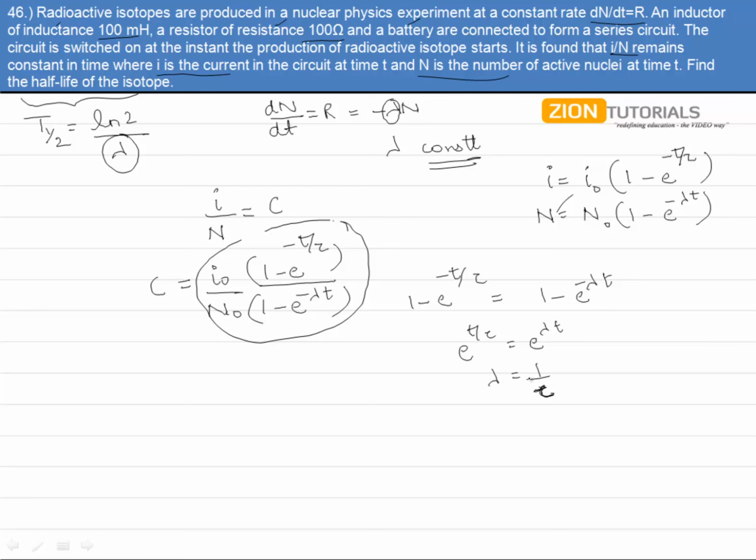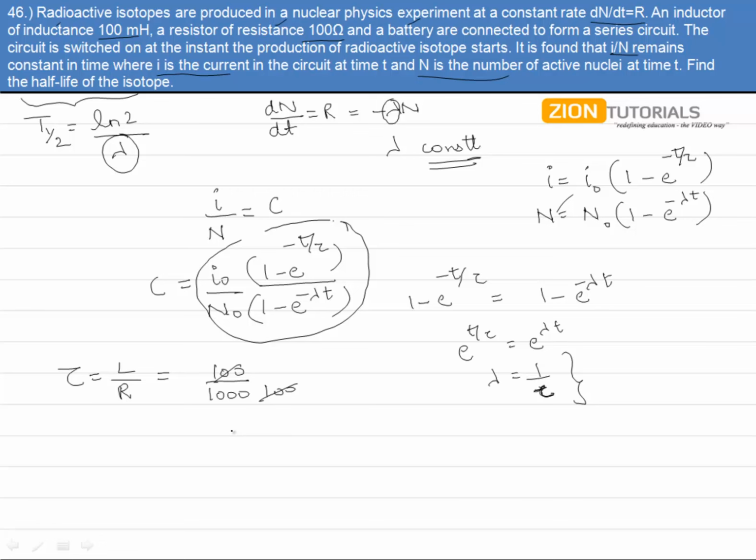Now see, this is a specific case when this I by N is actually constant, and that has been given in the question. That is why we are working this as a significant case. Now let us find the tau. Tau for an inductive series circuit is L by R, that we know from the chapter on capacitance and inductance when we worked out the circuits. Now L is 100 by 1000 henry, that is 100 millihenry, and R is 100. So it comes out to be 1 by 1000.